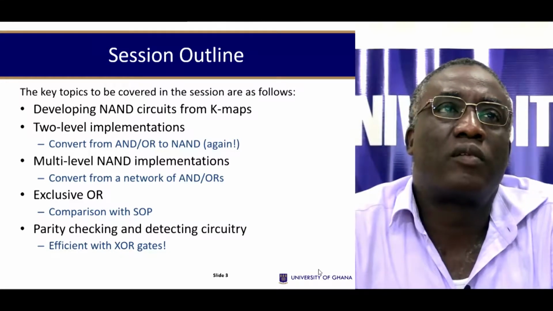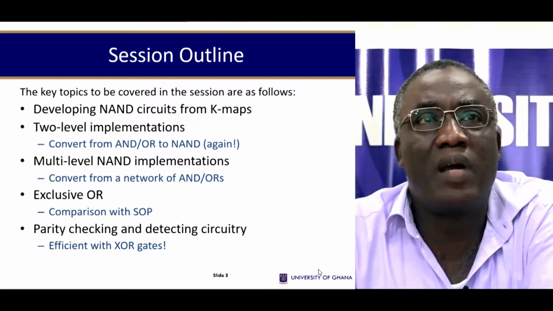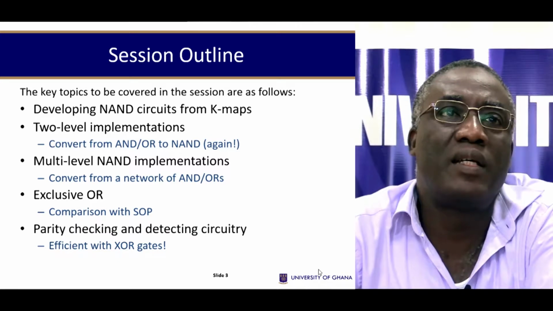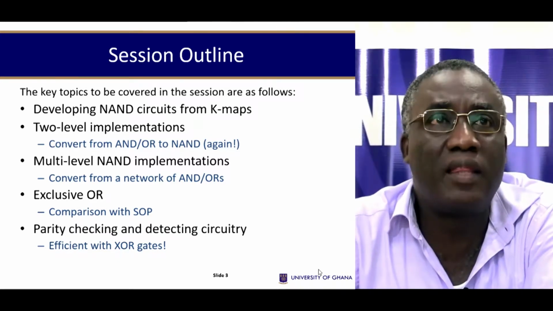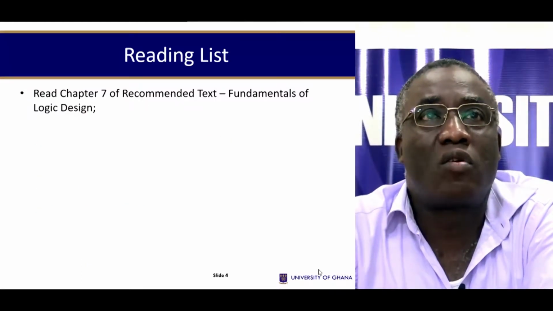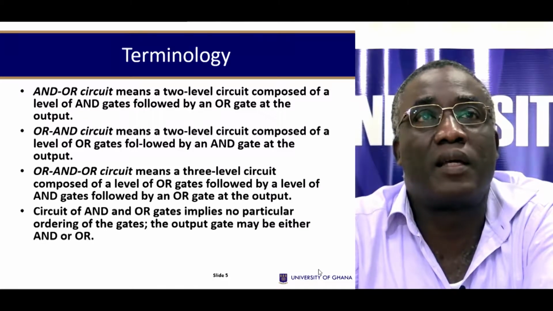There are 5 key things that you need to know. How to develop NAND circuits from K-maps. Two-level implementation, multi-level NAND gates, exclusive OR, and then parity checking. Those are the key things that you need to learn. The recommended text is chapter 7 of your book, Fundamentals of Logic Design.